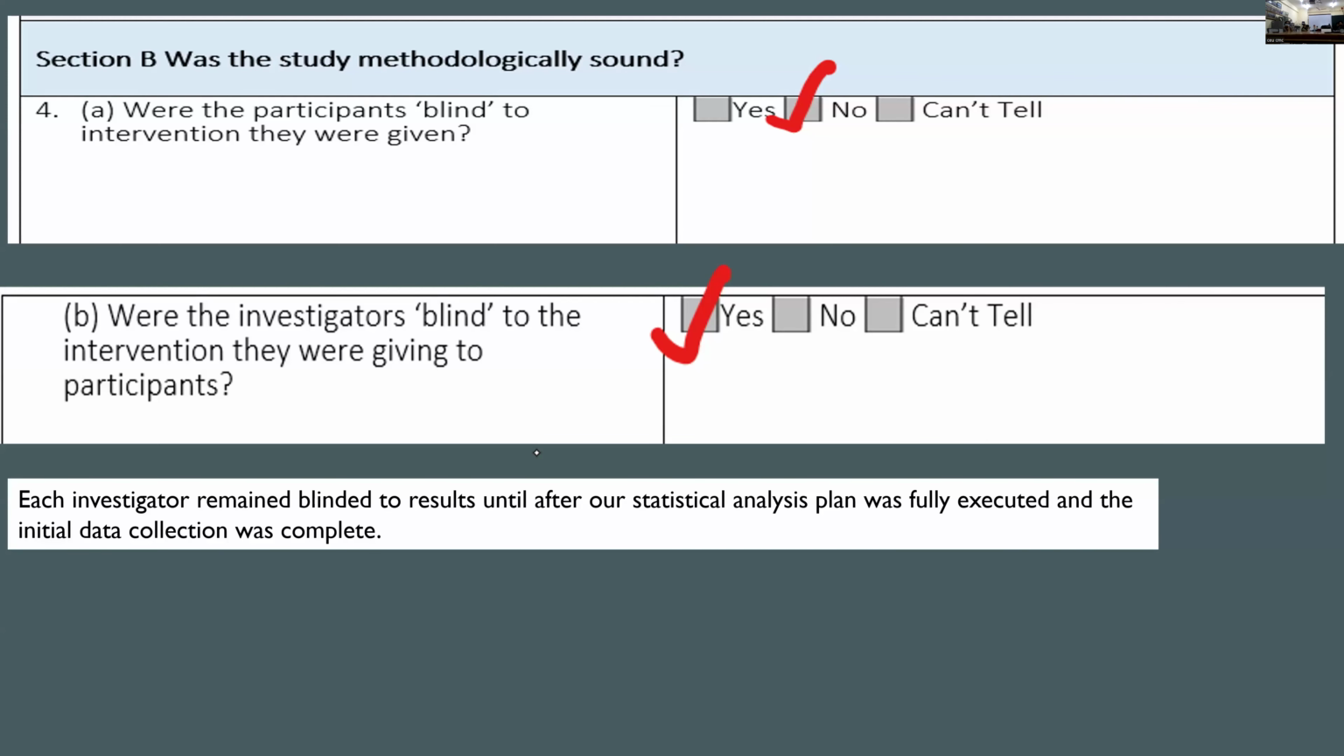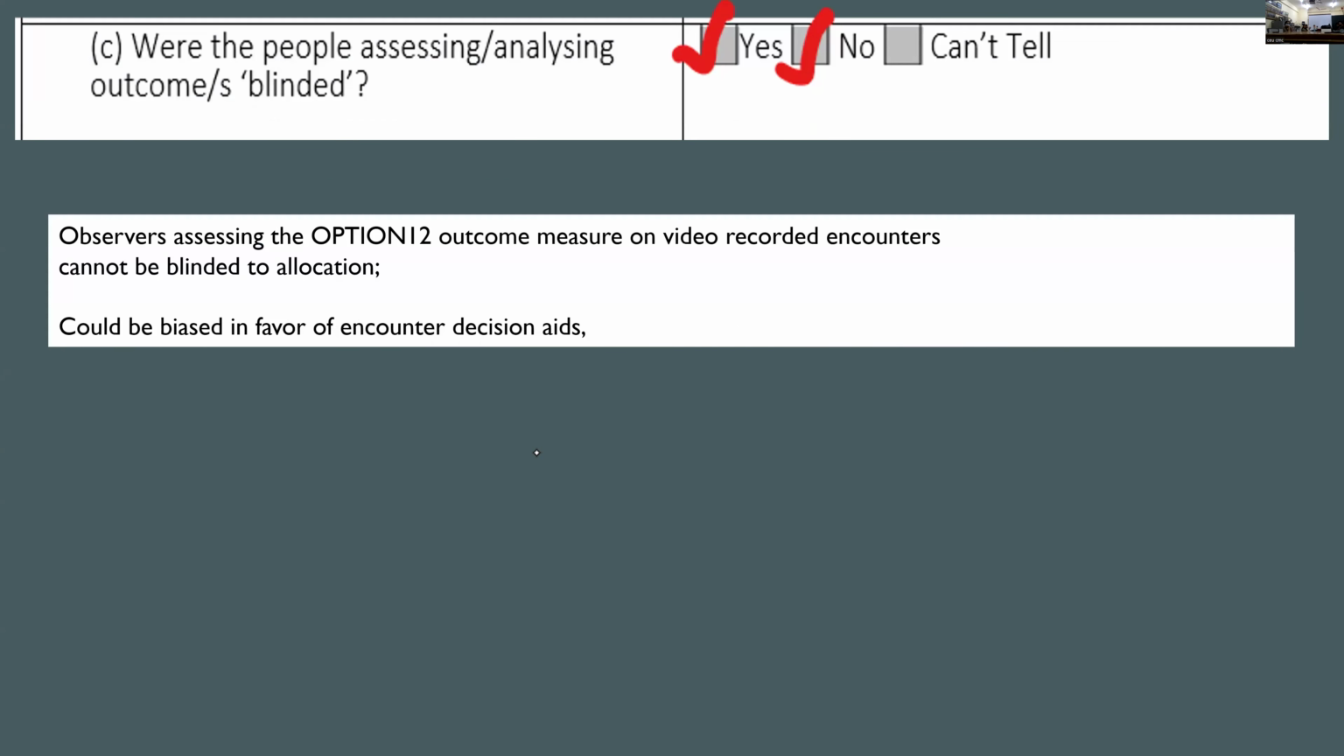Were they blinded? Were participants blinded? Yes, participants were blinded to the intervention given. Were the investigators blinded? They mentioned that each investigator remained blinded until the data collection was completed. Outcome assessment: the OPTION 12 score was calculated by the assessor by looking at the video of the encounter, so there was no way to blind it. That probably would have biased in favor of the encounter decision aid. But the other outcome assessors were blinded.